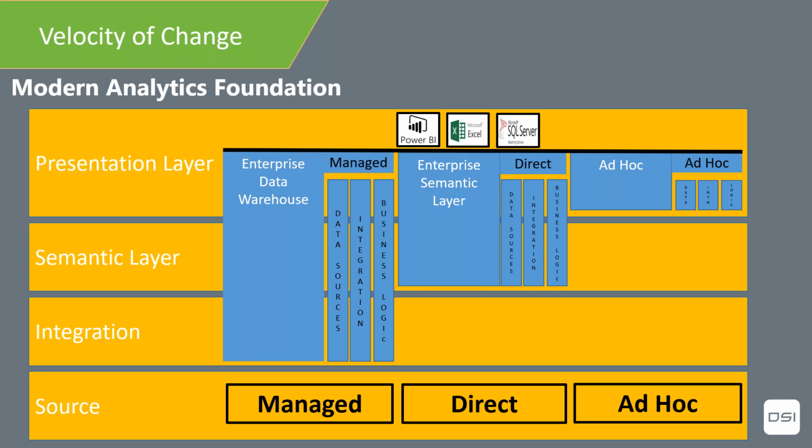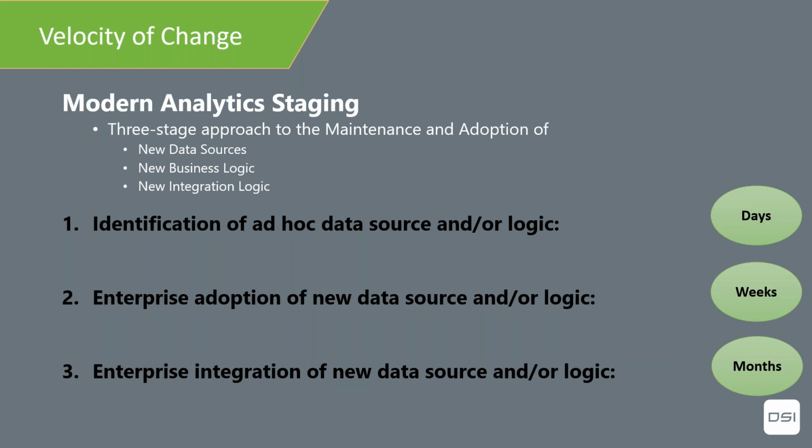But how do we manage this, and how does this work through the system so that we maintain this IT control and data governance? So I view it as a three-stage approach, right? So to the maintenance and adoption of your data sources, new business logic, new integration logic. So the first one is the ad hoc layer, which is the identification of that ad hoc data source or logic. So that you can turn around in days. That gets done very quickly.